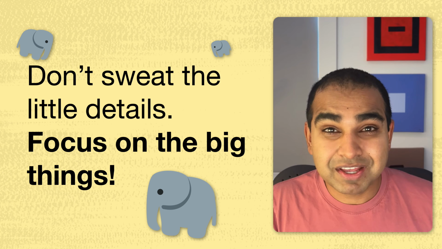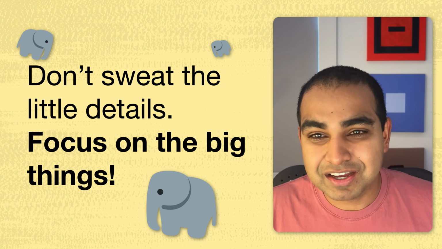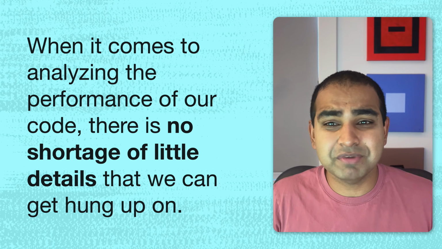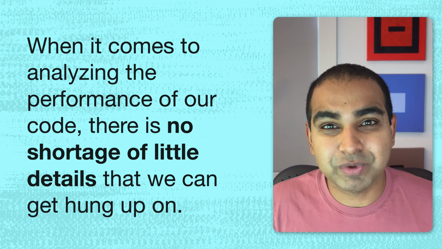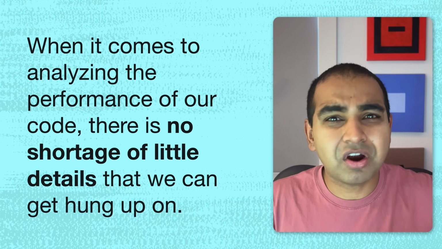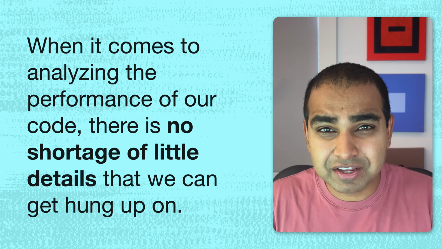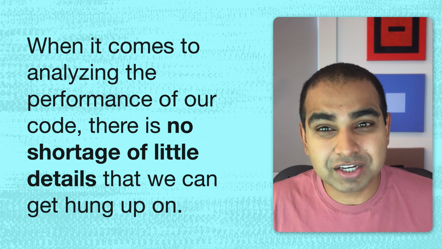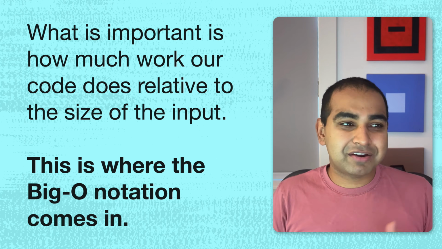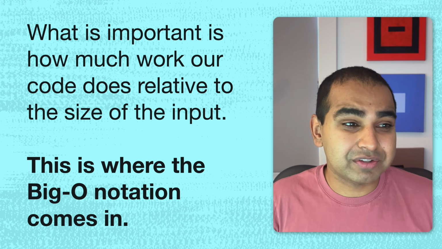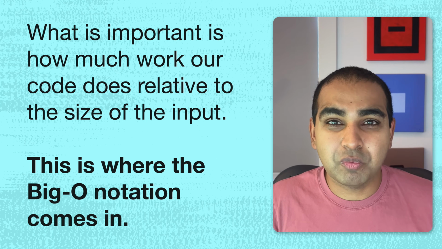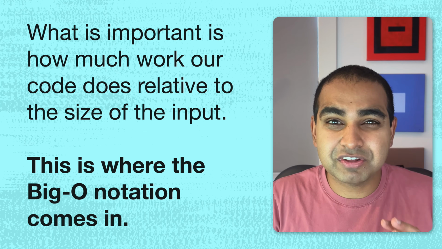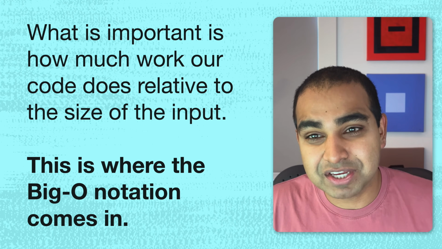The Big-O notation is really the mathematical embodiment of this phrase, because when it comes to analyzing the performance of our code and how our algorithms are running, there's no shortage of little details we can get caught up on, and those details often aren't really important. They're important at a very micro level, but in the big picture of whether something is running efficiently or not, they don't matter. And what really matters is how much work our code does relative to the size of our input. That's really it. Whether it is extra in the same amount or a fraction of that amount, doesn't matter. It's just really the overarching thing, and that's where the Big-O notation comes in.